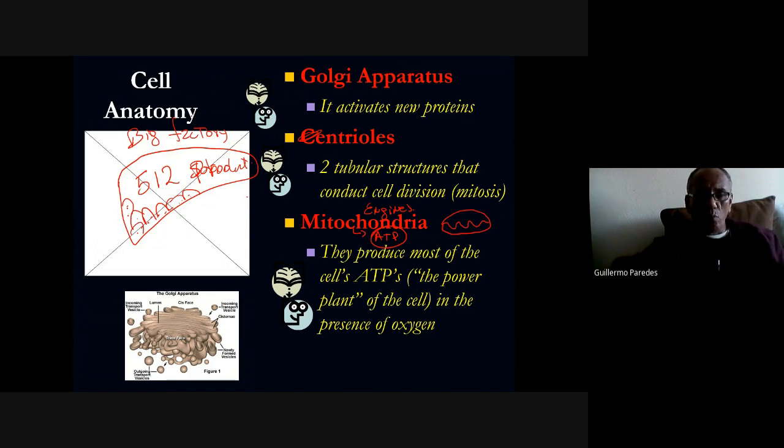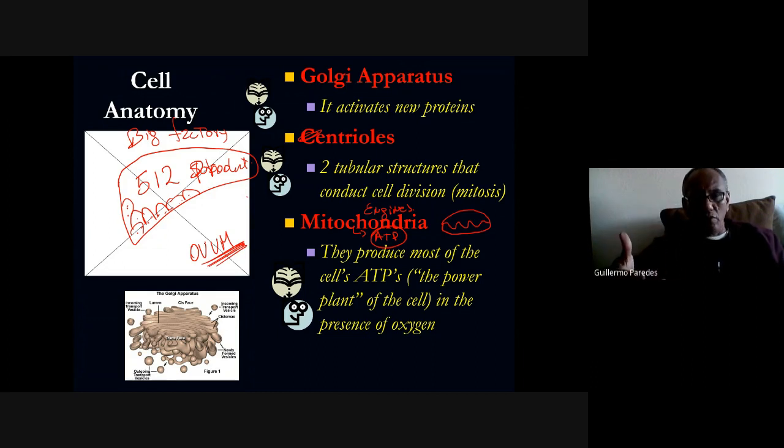These go from 1,000 to 2,000. I'm not going to ask that, but just to give you an idea that we have about 1,000 to 2,000 engines per cell, every cell. The liver is one of the highest in number of mitochondria. And now, what is the cell who has the highest number of mitochondria? It is going to be the ovum. Yes, the ovum is the one who contains more mitochondria.